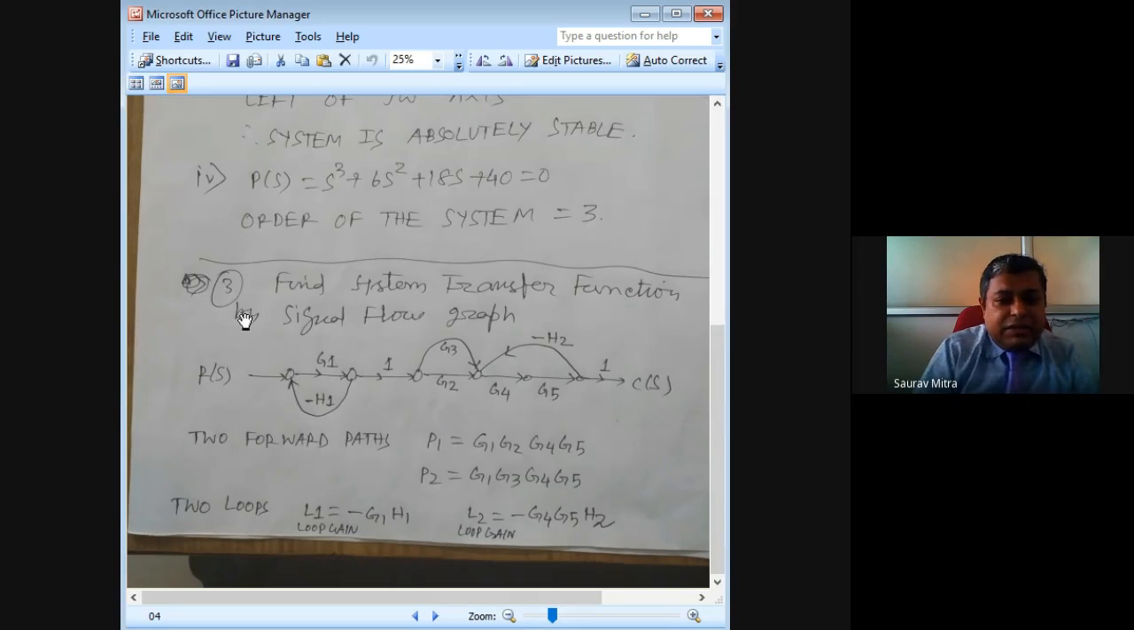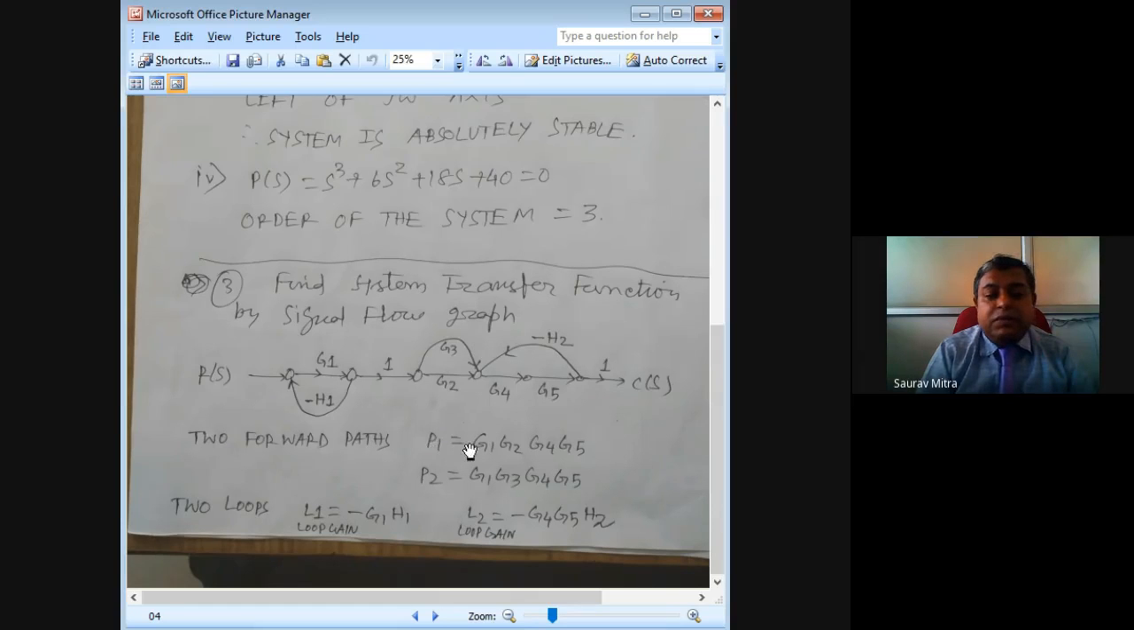In this case, just check, start from R and go to C. The first path is G1 into 1, so that is G1, G2, G4, G5. This is the first forward path, which is the line exactly at the center. The second path is, it is coming to G1, and after coming to this point it is going up. This is G3. So G1, G3, then G4, G5. So this is another path. So there are 2 forward paths.